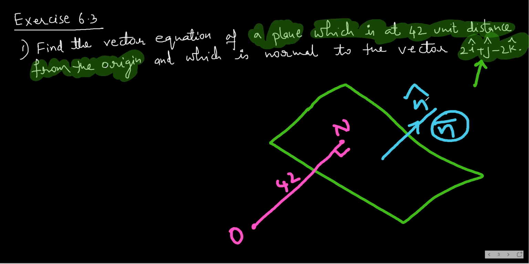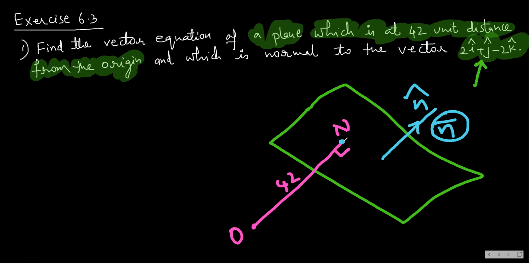We need n cap. When we have n cap, then only we can write the equation of the plane in normal form. You would be thinking, why do you want normal form? Why not write the equation of the plane in some other form? See, students, I want normal form because they have given me the distance of the plane from the origin. They are not giving me one point on the plane.